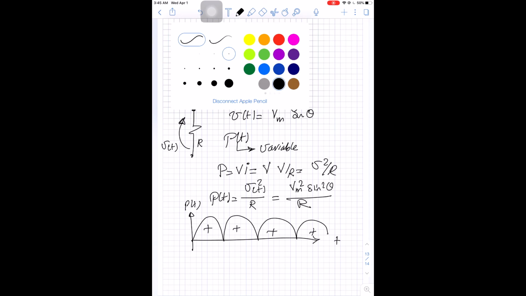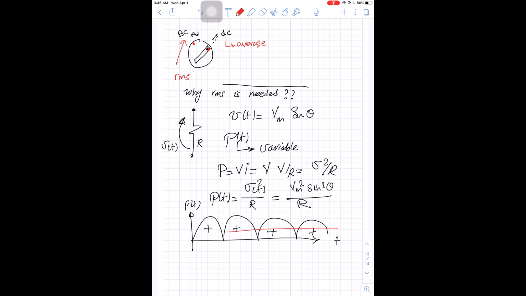But if the power is variable, we will need to calculate the average power. This is what is important. If you are giving your load a variable power, your load will care about the average. What is the average power you will give to the load? Because if you multiply this average by the time, you will get the energy, which is the area.